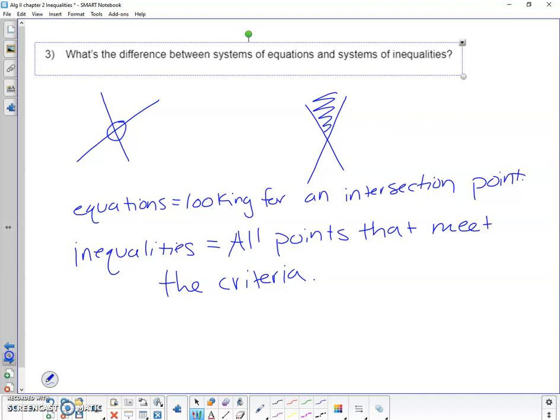Okay, systems of equations, we're looking for a singular intersection point. A system of inequalities is all the points that meet the criteria.